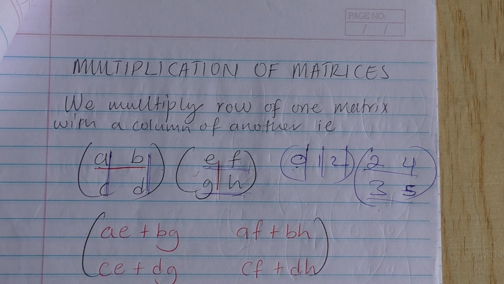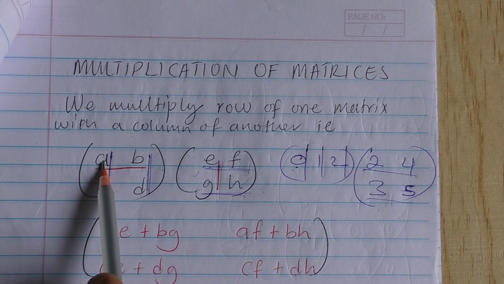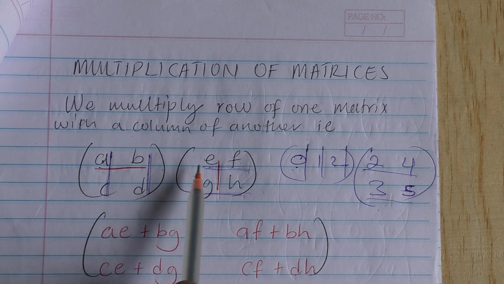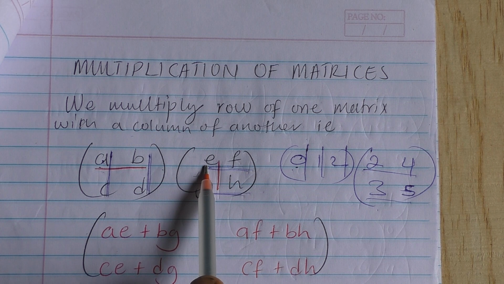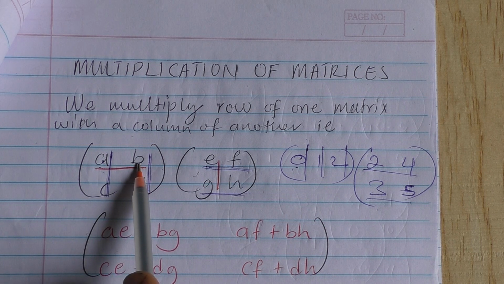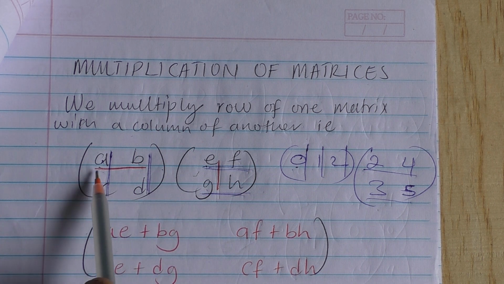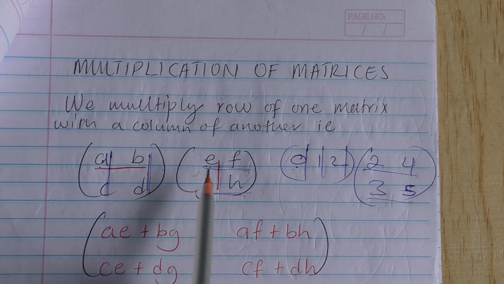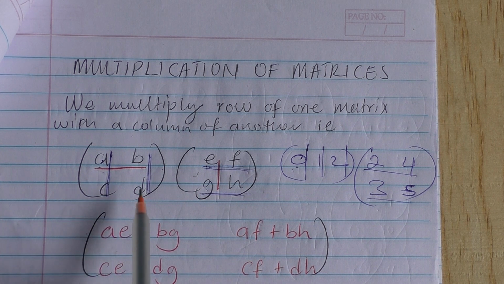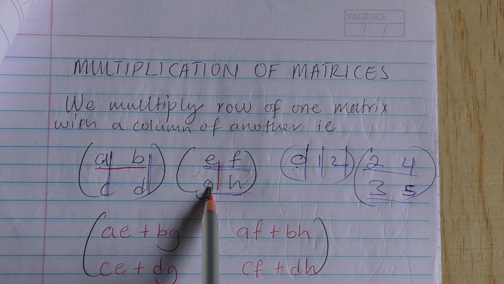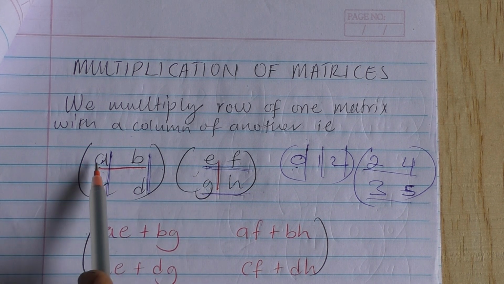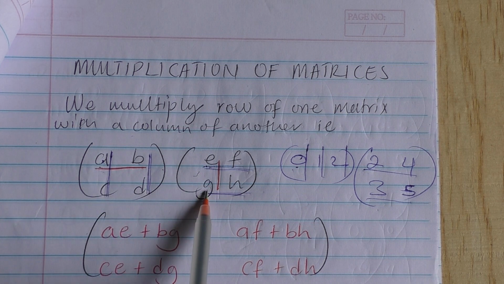Then, after knowing the guideline, this is how we do it. The first element of the first matrix goes with the upper element in the next matrix. Then the second element goes with the lower element. So we get A times E to get us AE plus B times G to get us BG. So it will be AE plus BG.